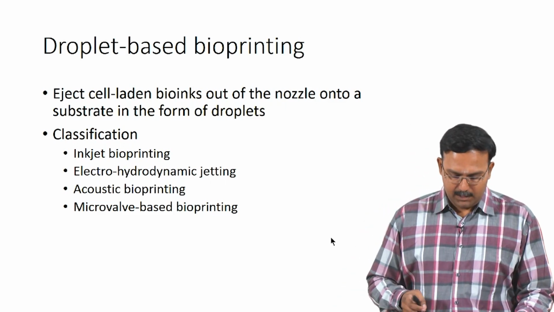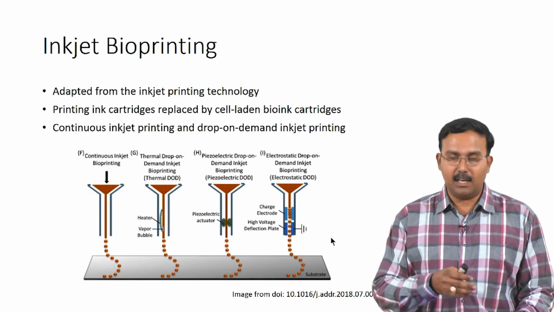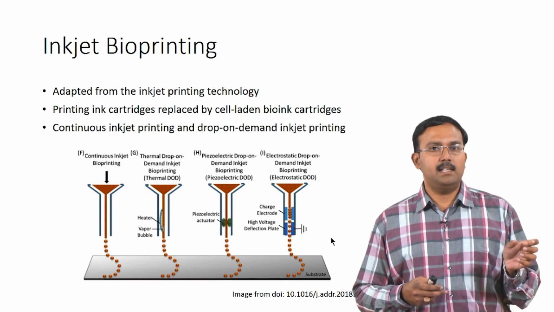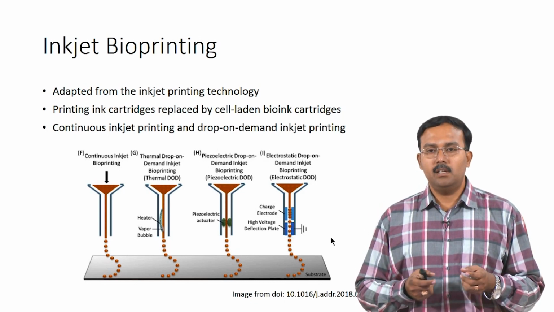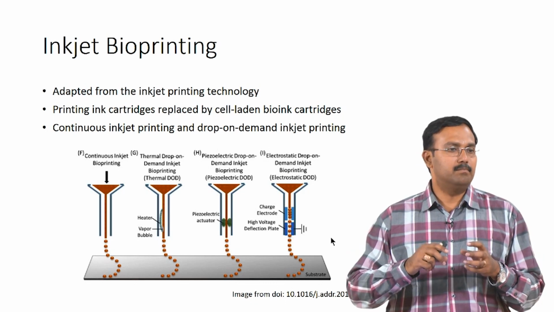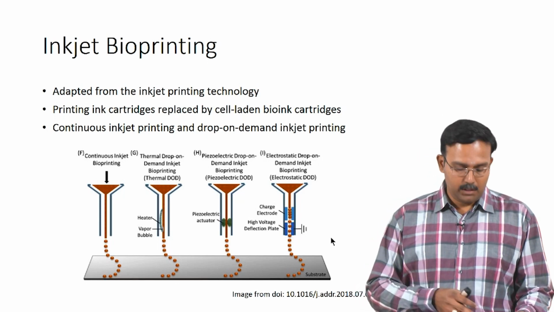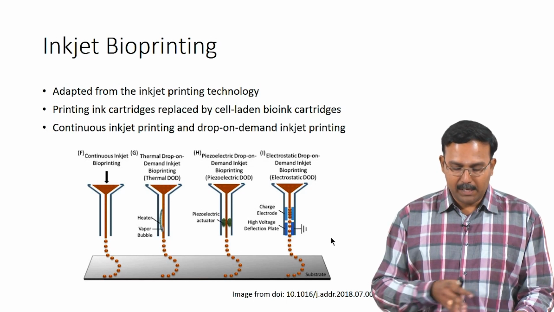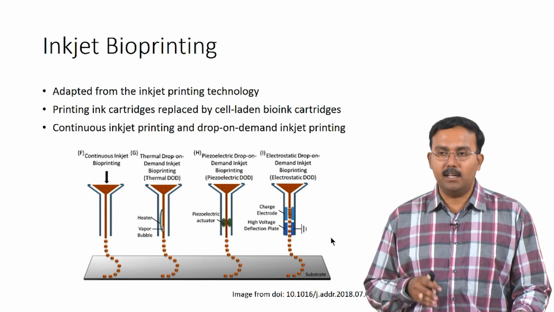So, this is a common inkjet bioprinting structure. It is adapted from the inkjet printing technology itself. The printing ink cartridges are replaced with cell laden bioink cartridges. The only thing is you need multiple axes, not just a single axis. These are some of the common inkjet printing technologies, and they can be classified into two types: continuous inkjet printing and drop on demand inkjet printing.